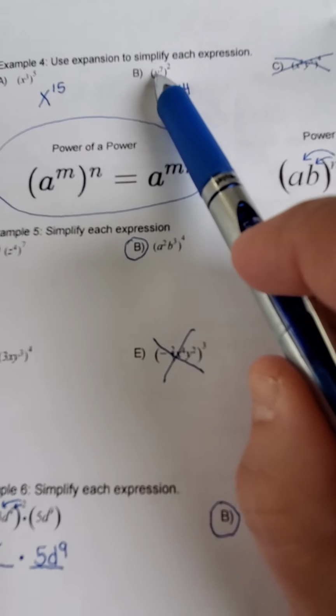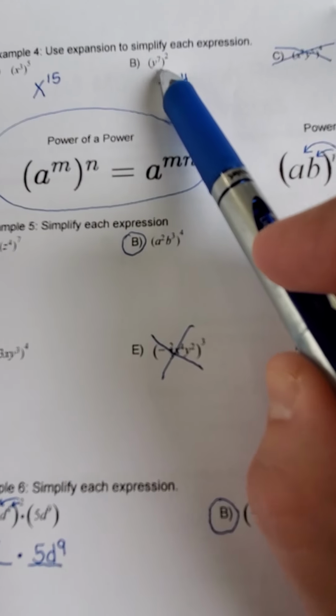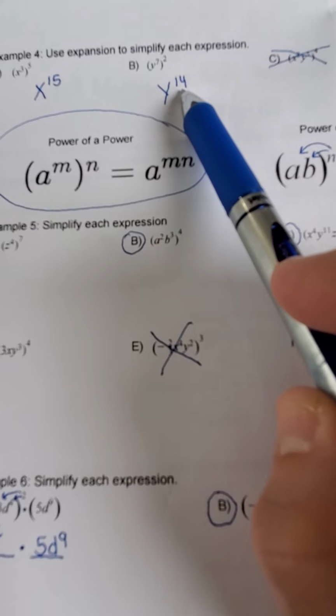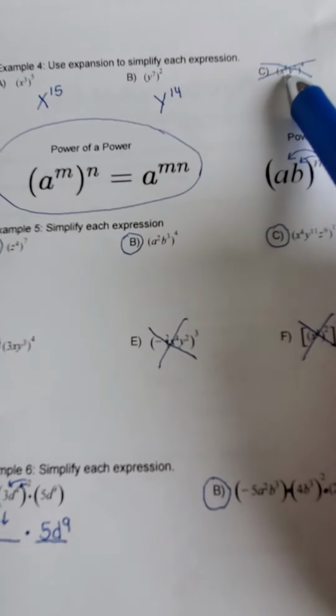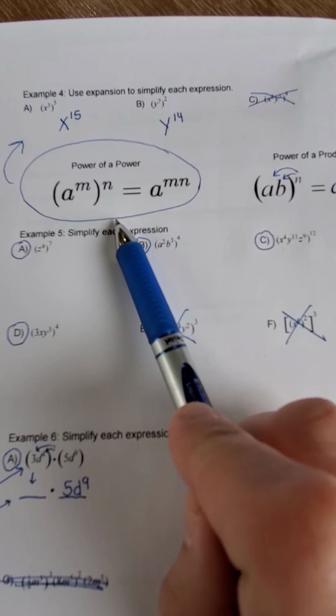Letter B, I have y to the seventh. I take all that to the second power. So I keep my base of y, and it becomes y to the 14th. And we went ahead and crossed off letter C, so don't do that. So this is my rule, okay?